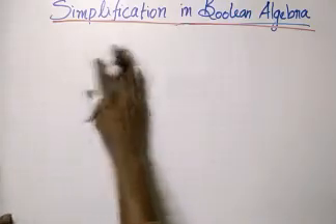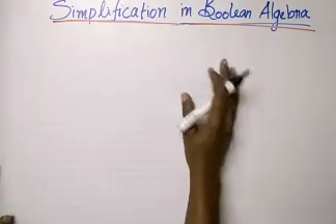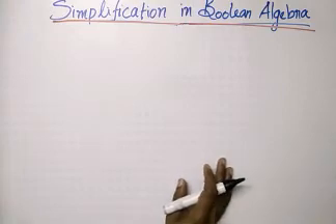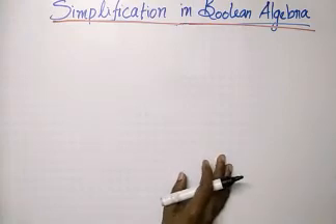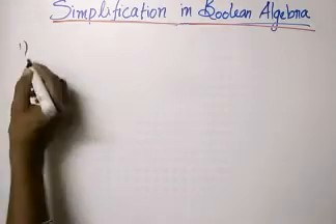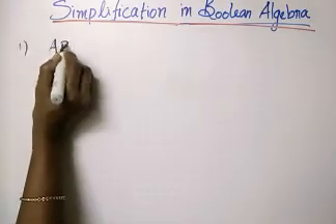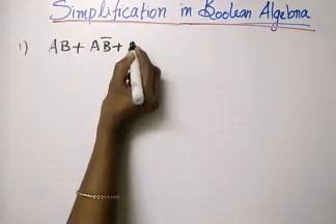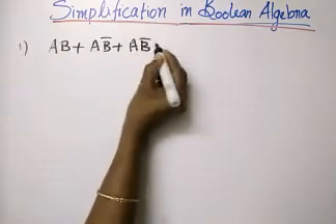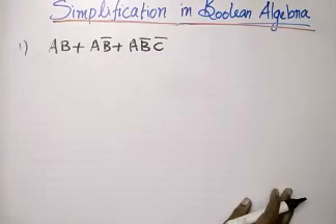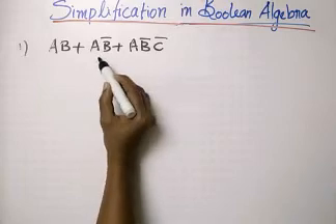Now let's go through the simplifications in Boolean algebra. Using the rules and theorems that we have already studied, we can simplify any logical expression. Now let's see an example. The first example is AB or AB' or AB'C'. Simplify this logical expression.